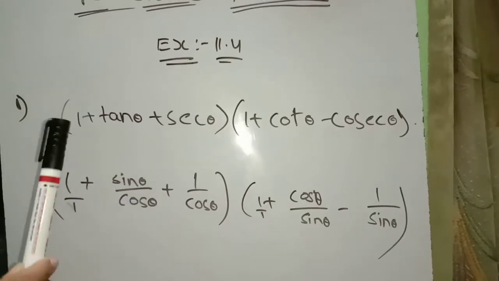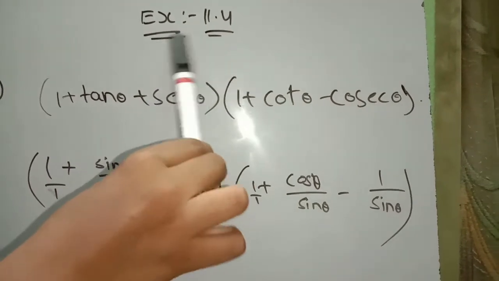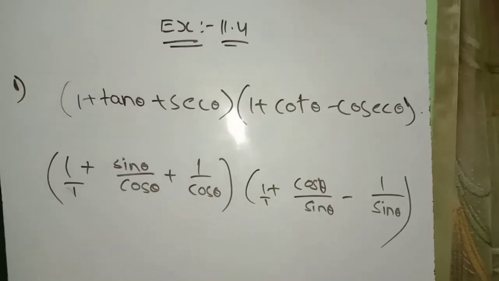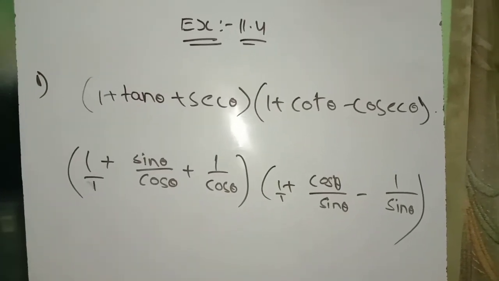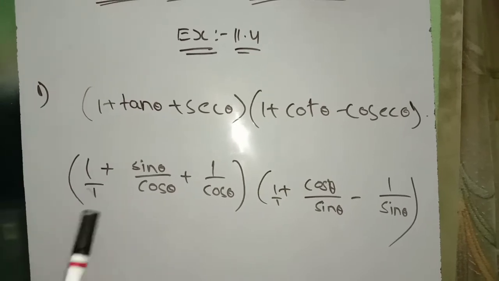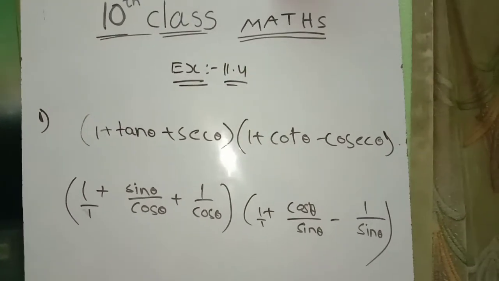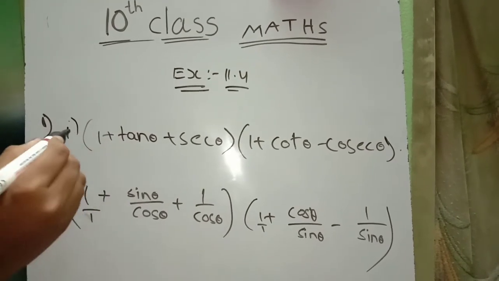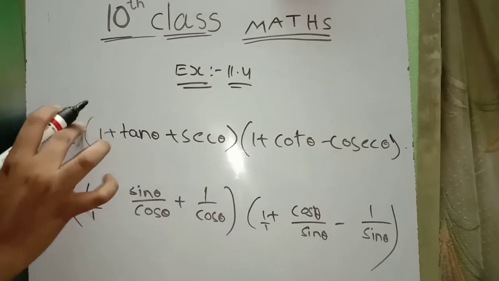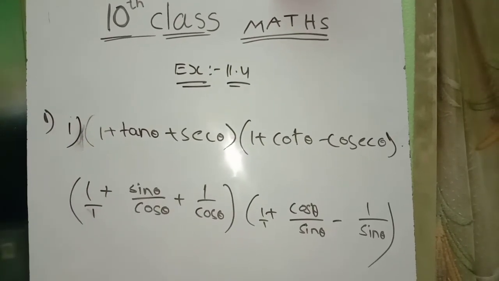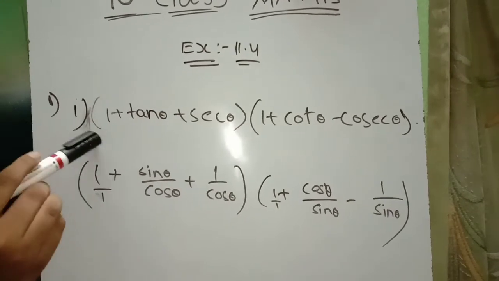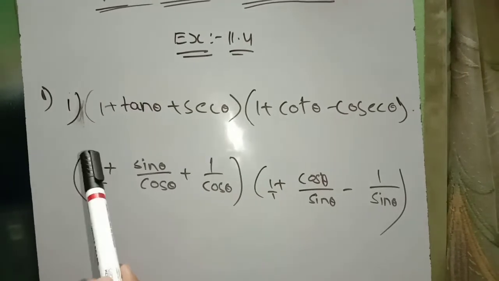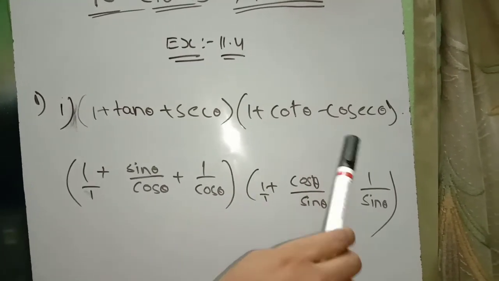So friends, here we have started exercise 11.4. This exercise is totally based on the three important identities we discussed a few minutes back. So let's start. There are three bits in the first sum, and I think there are totally 7 sums in exercise 11.4. So we are doing the first sum, first bit. The first sum, first bit is 1 plus tan theta plus secant theta of 1 plus cot theta minus cosecant theta.